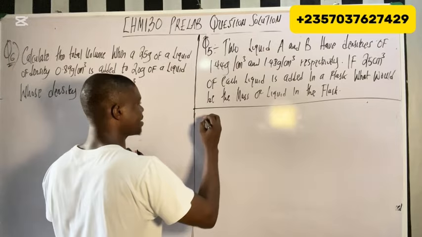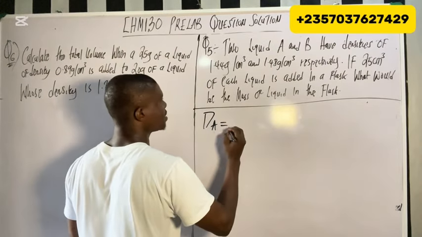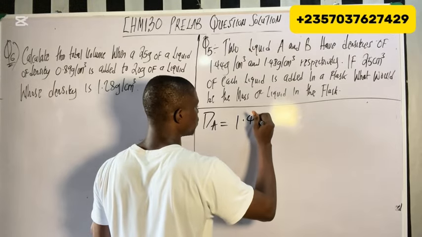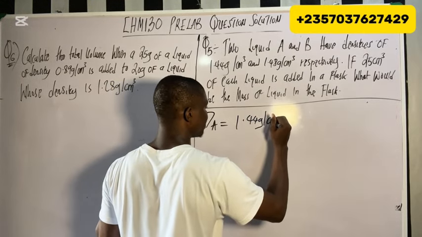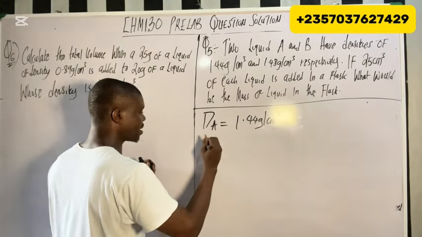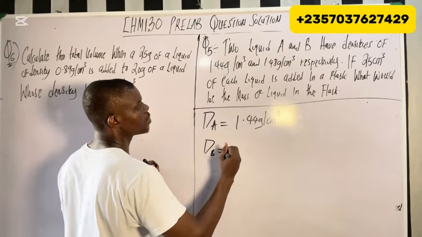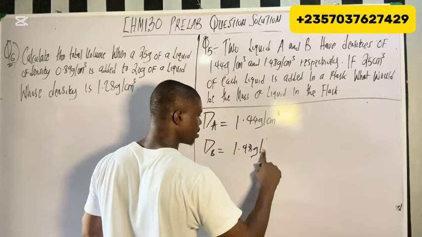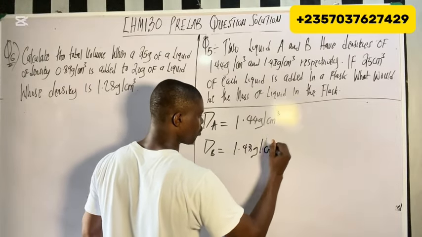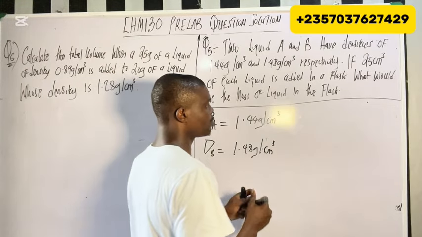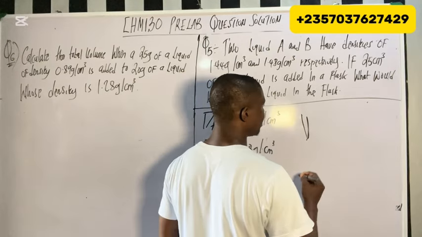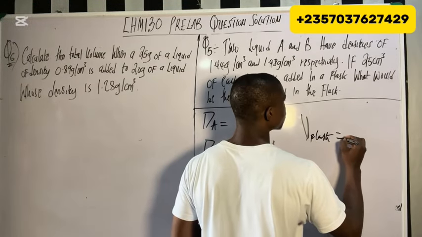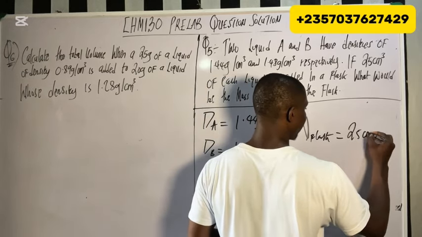So you can say density of A. Now, what is density of A? Density of A is 1.44 gram per cm cube, right? Density of B is 1.48 gram per cm cube. Okay. Now the volume of the flask, because two of them are added, the volume of the flask is equal to 25 cm cube.